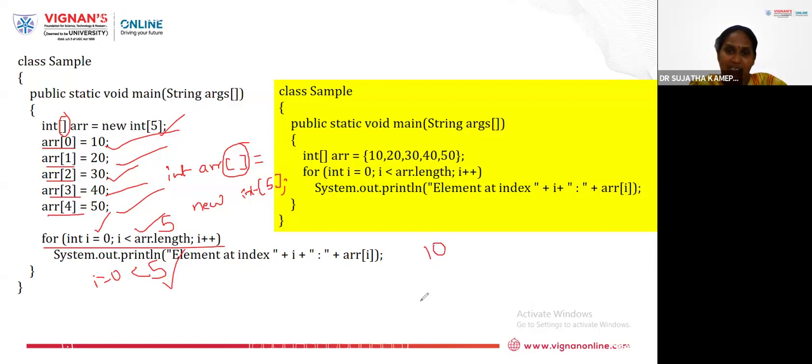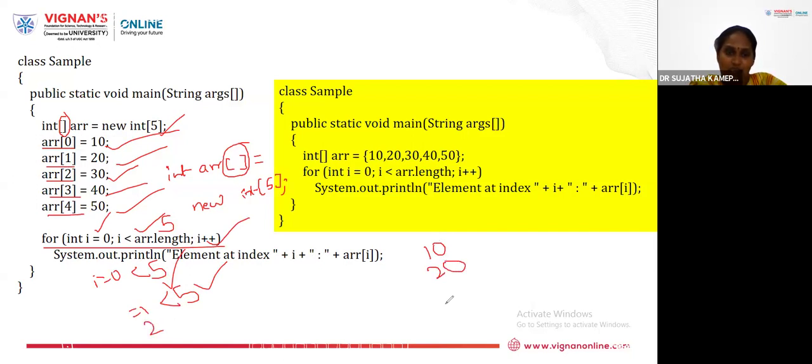What is the first element? 10. The 0th element. At the index, whichever element is present, that element is printed. At index 0, 10 is present, so 10 will be printed. Next, i becomes incremented, it becomes 1. Again, it is less than 5. Now, condition correct. So, the second element which is present at arr of 1 is printed.